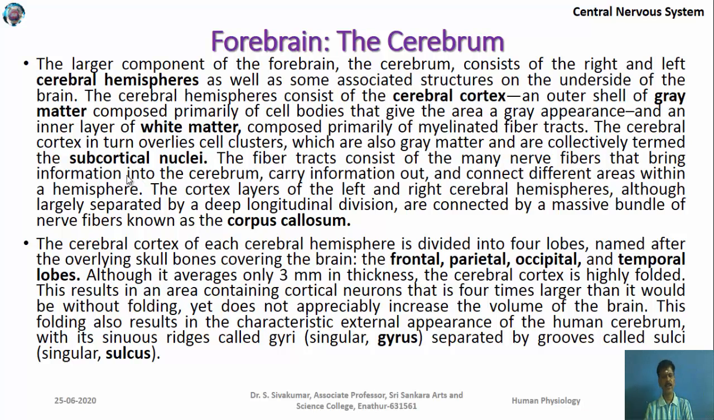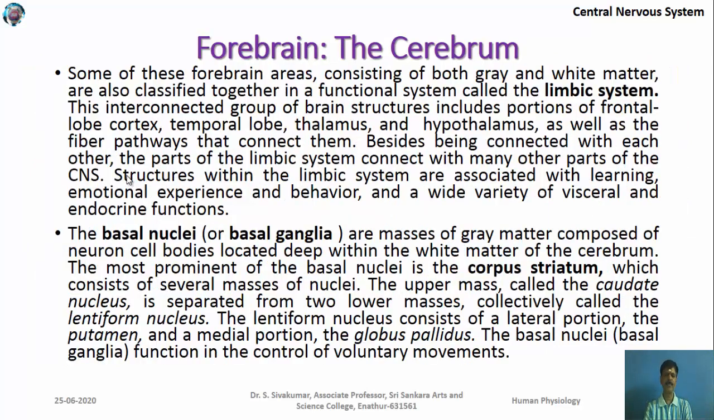So the whole brain seems to be folded. What is the advantage of the folded nature of the brain? Due to the presence of many folds, we are able to place a large amount of nerve cells in a smaller region. That is the advantage of this type of folding, gyri and sulci.